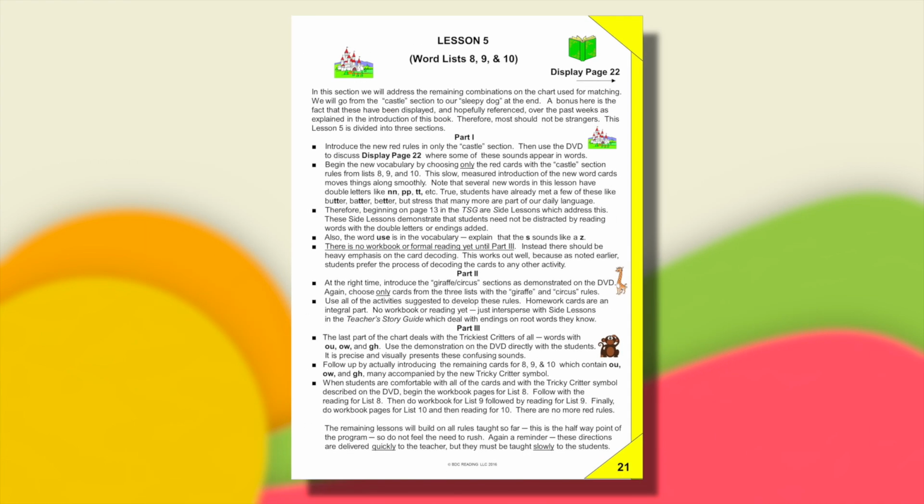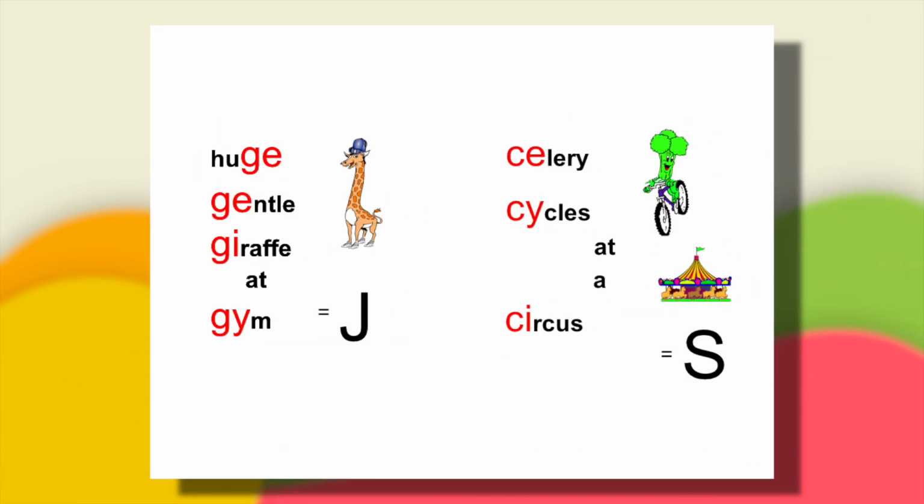Spend enough time on one section of the rules and cards before moving on. No workbook or reading book yet. When the students are comfortable with the sounds on this part of the chart, move on to the second lesson. GE, GI, and GY have the J sound. Huge, gentle, giraffe, gym. These sounds are straightforward, and they're easy enough. Pointing out the J sound, ask for volunteers to read the giraffe section using the J sound.